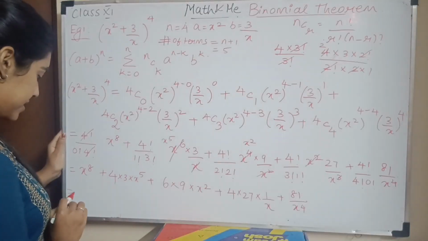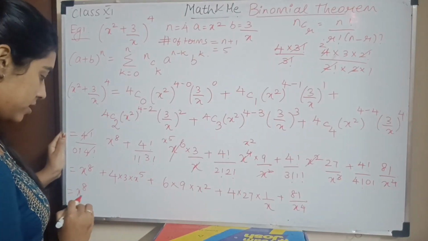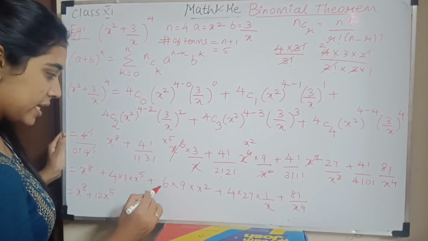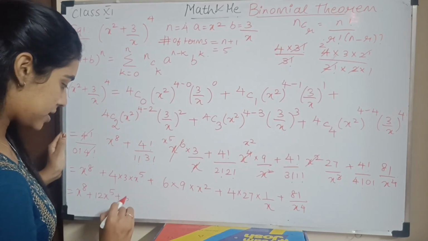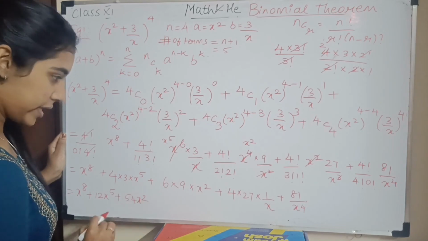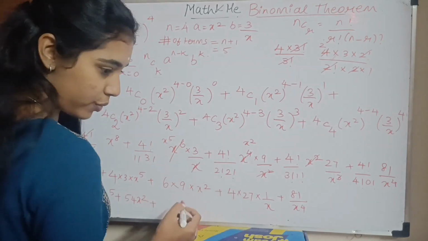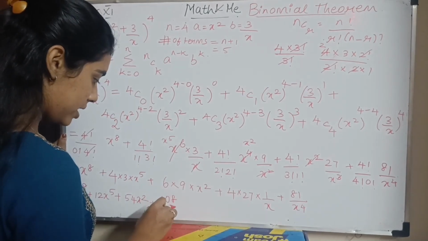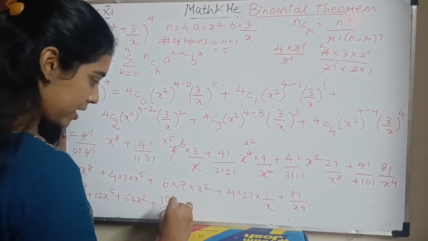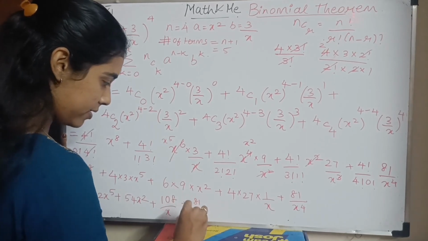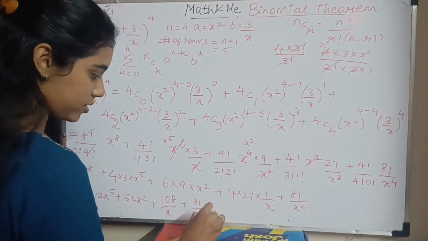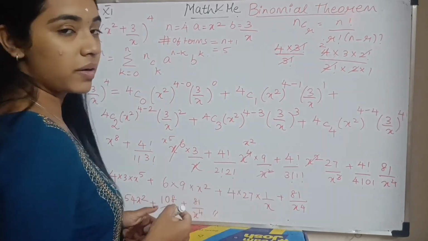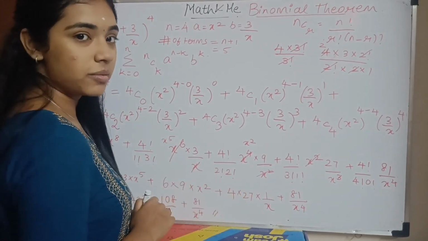Now what do I have when I simplify? I have x to the 8 plus 4 3s are 12, so I have 12 x to the 5, plus 6 9s are 54, so 54 x square, plus what is 4 into 27? 4 into 27 is 108 divided by x, plus 81 divided by x to the 4. So this is my final answer. Be very careful with numbers and when you cancel the powers. That is all in binomial theorem.